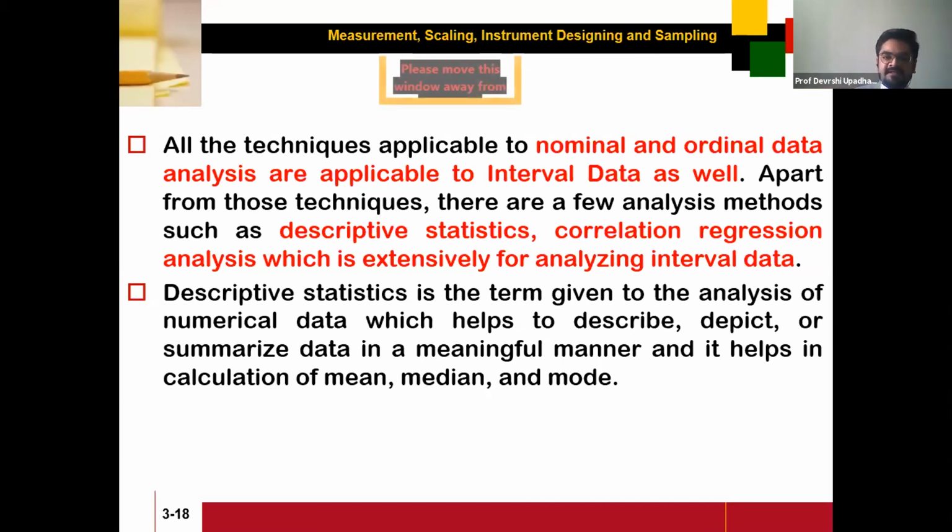So, descriptive statistics is just the term given to the analysis of numerical data, which helps to describe, depict, or summarize the data in a meaningful manner, and it helps in the calculation of mean, median, and mode.